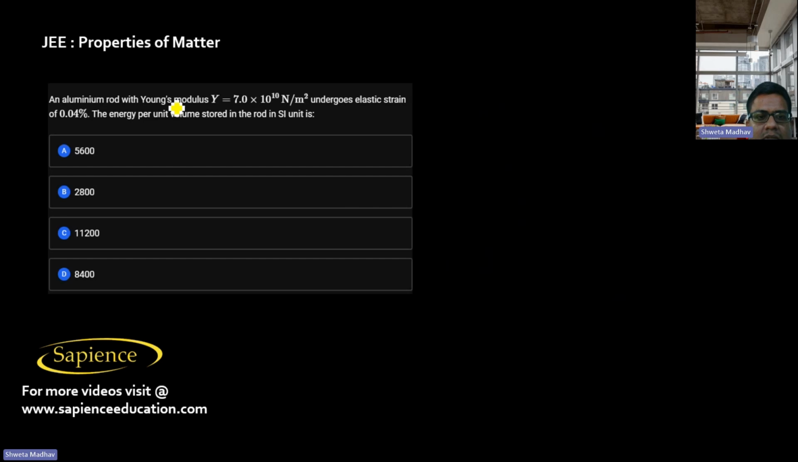Here it is told an aluminum rod with Young's modulus Y undergoes elastic strain of 0.04%. Find the energy per unit volume stored in the rod in SI units.